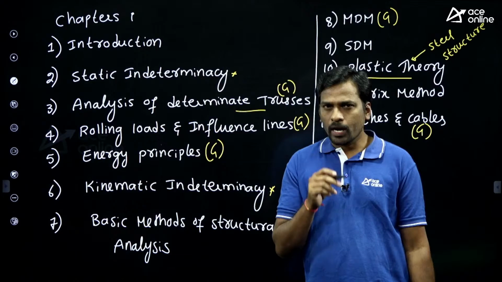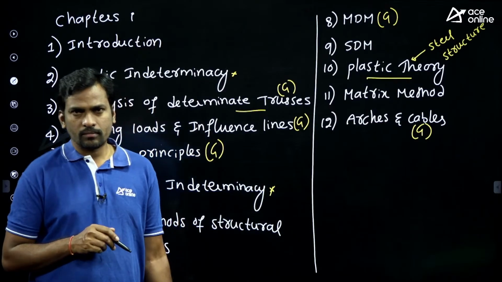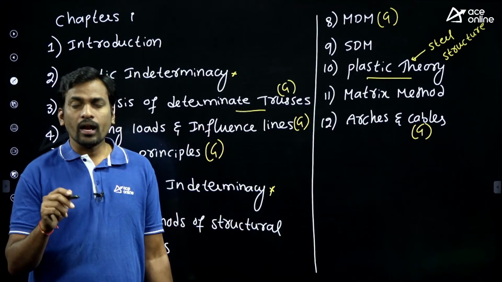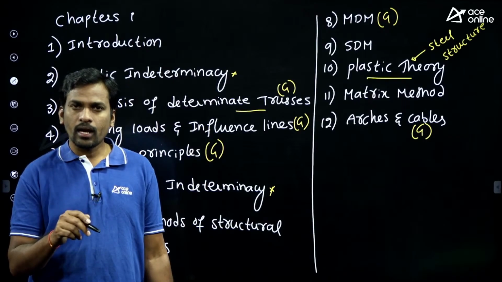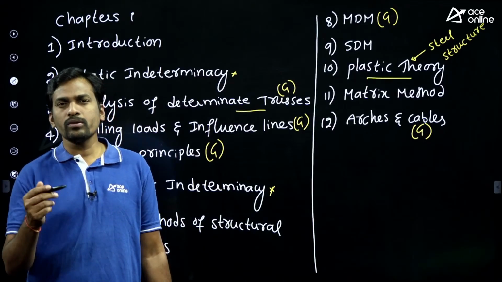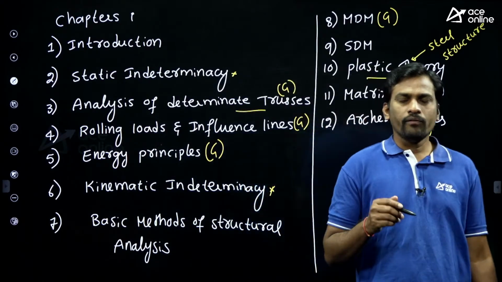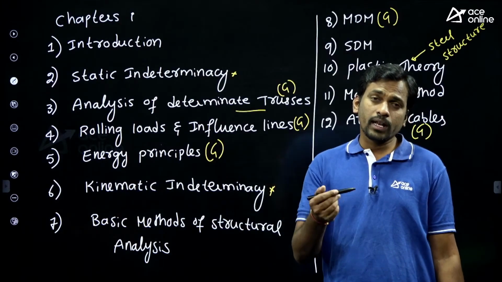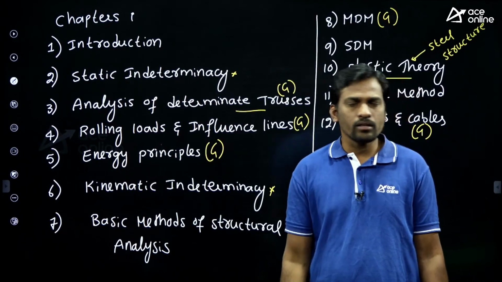There is one more possibility of asking a question. It will give an indeterminate truss and ask you to identify the number of zero force members. For that also I gave a shortcut. Simply use the shortcut, because if you want to analyze indeterminate trusses, we have to use the unit load method, right? But it will take more time. It is a conventional question. But there I gave one shortcut on how to identify the zero force members for indeterminate trusses also.